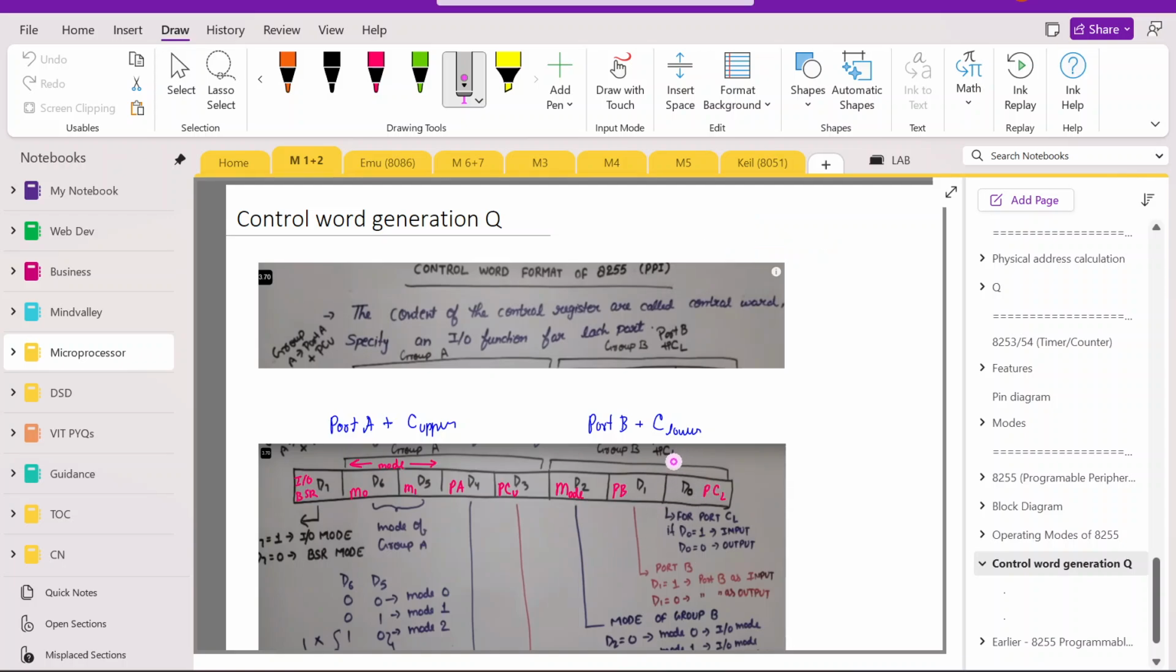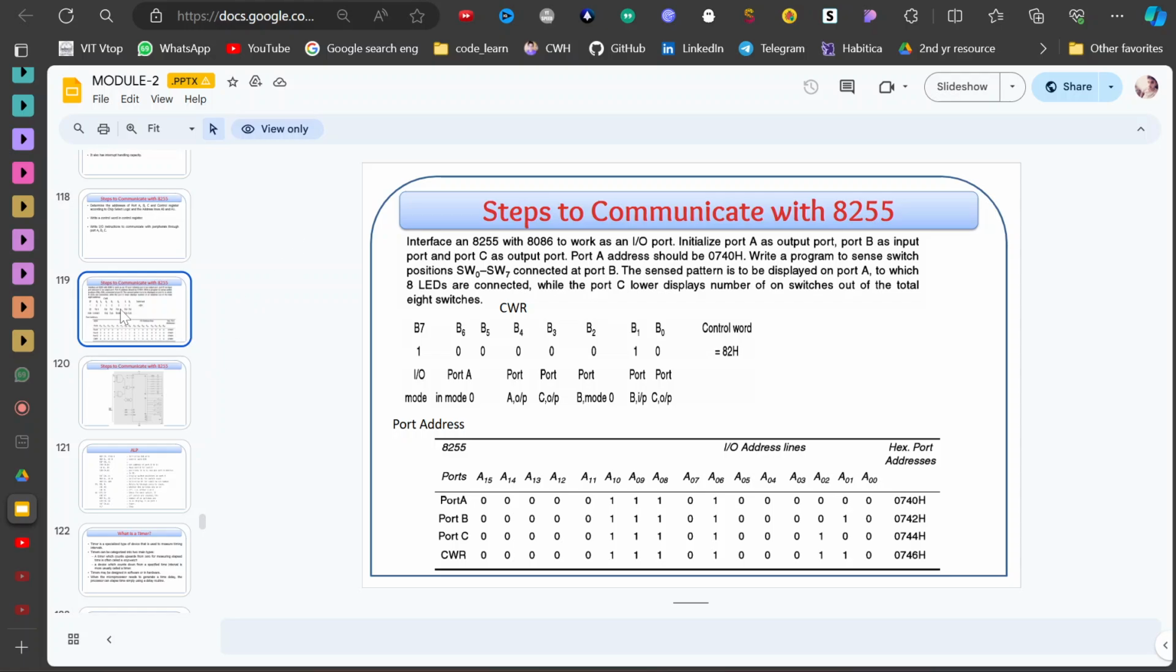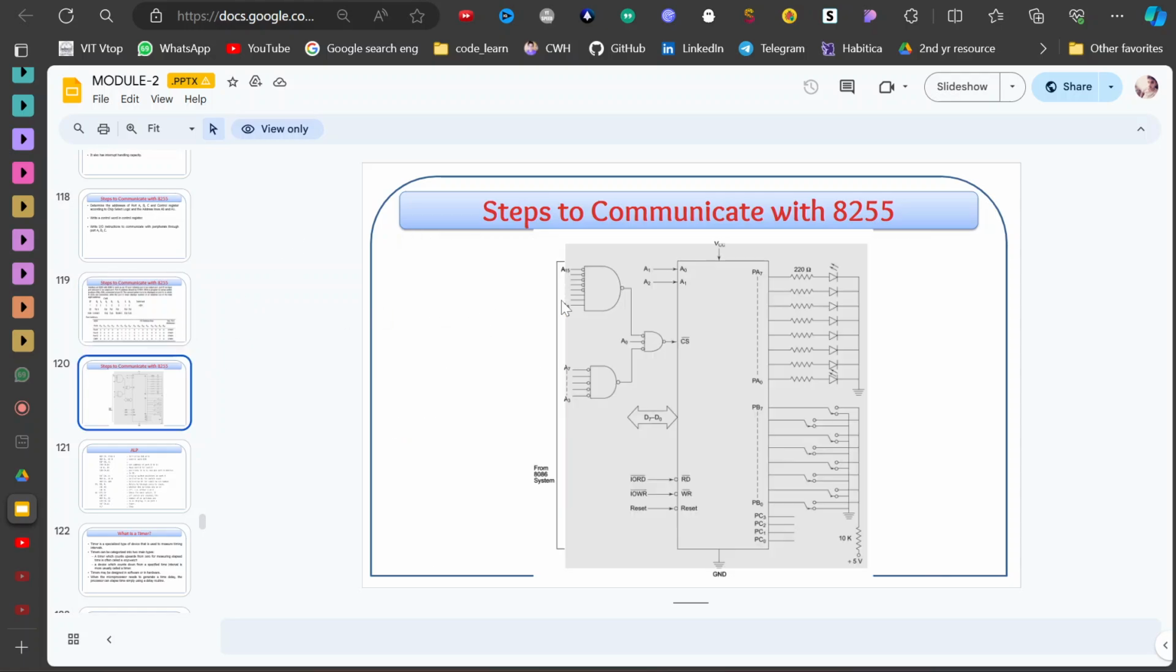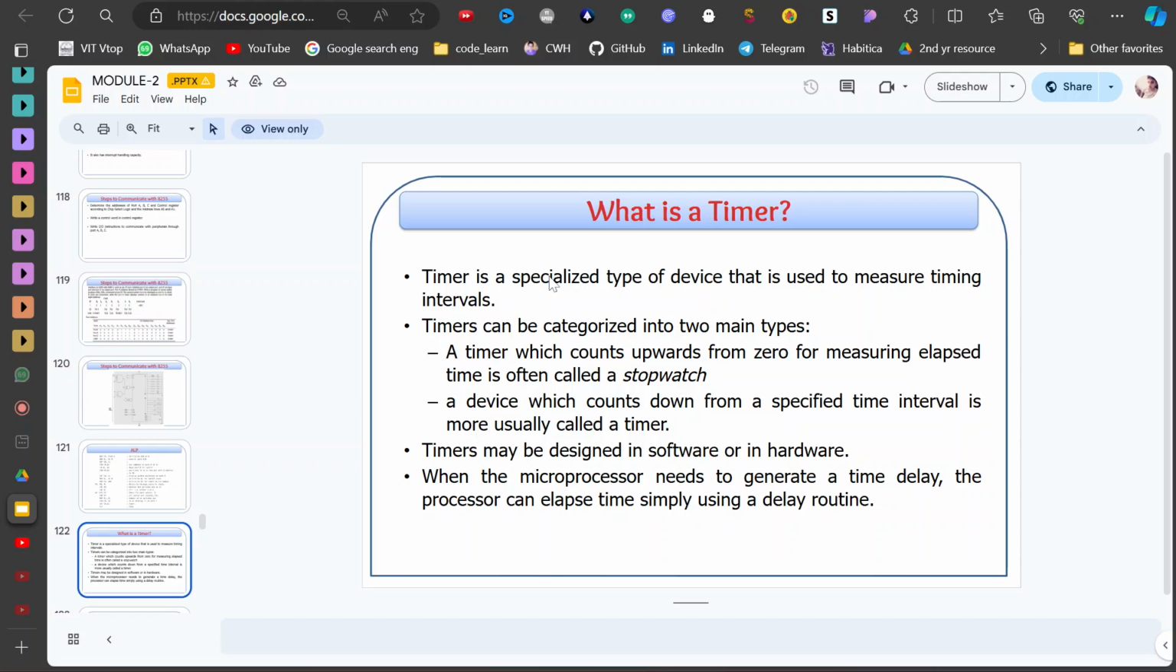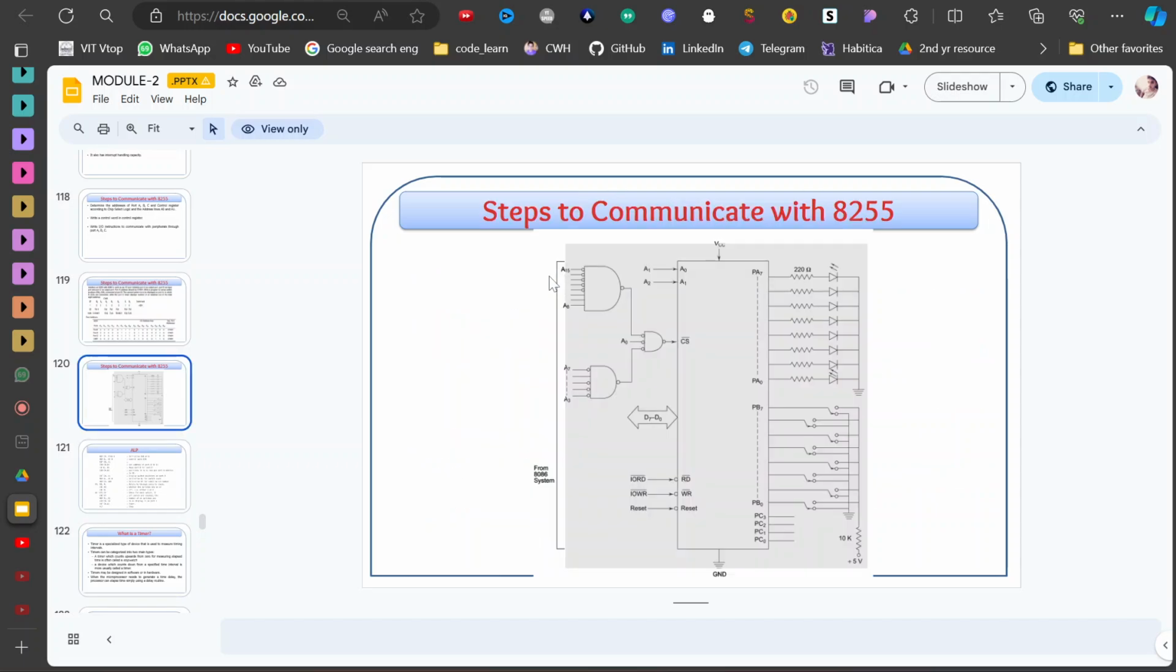So the best possible PPT, let me just show you. This is page number 119. So you have to generate the code word. After that, you have to code it in assembly language, which looks like this. These are the expansions of the code lines.